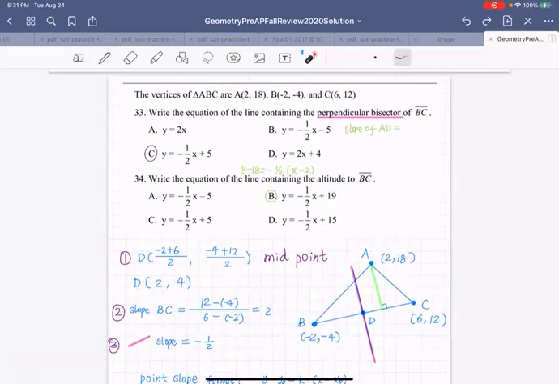Now, let's see. Question 34. Angela, I want you to do this one. Question 34 is asking you the equation which contains the altitude to BC. If you want to draw the altitude to BC, you start from point A, right? And then you draw a perpendicular here. Make sense? So you pass this point and your slope is? The slope is the same as the pink, right? So can you tell me how do I write down this line equation? Go ahead.